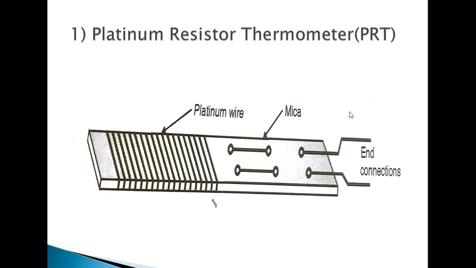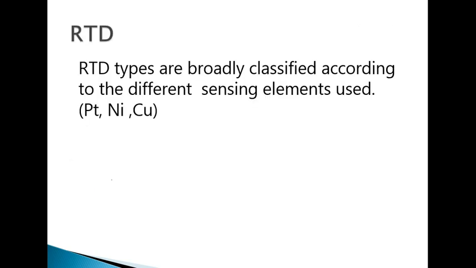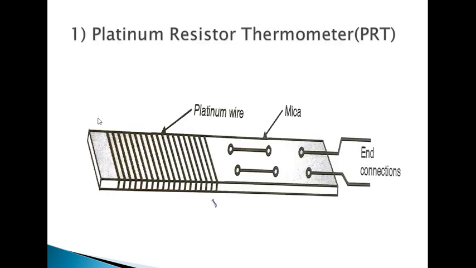So this arrangement requires some external circuitry to sense the resistance or change in resistance. But keep in mind that in this place we can use nickel or copper wire, but platinum is very famous. Most of the industrial RTDs are made up of platinum wire. So that's why the platinum resistance thermometer is very famous.